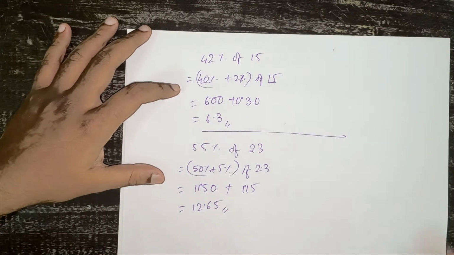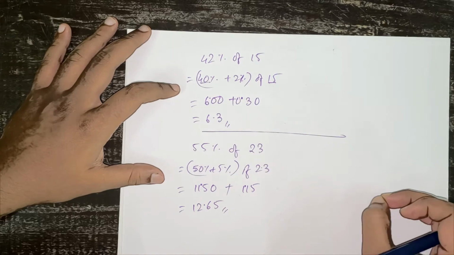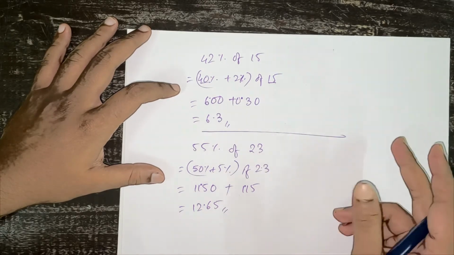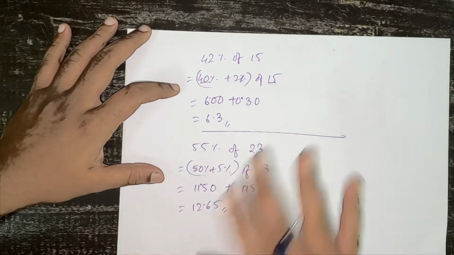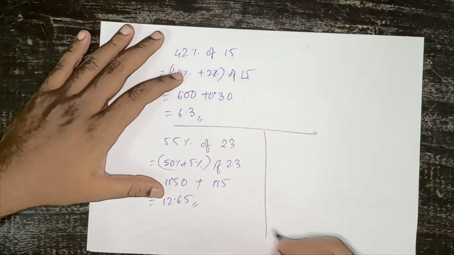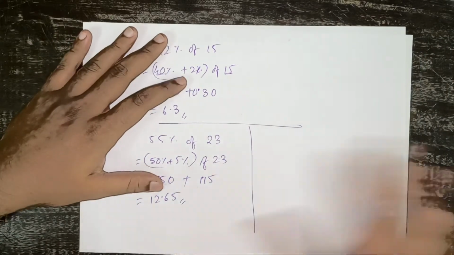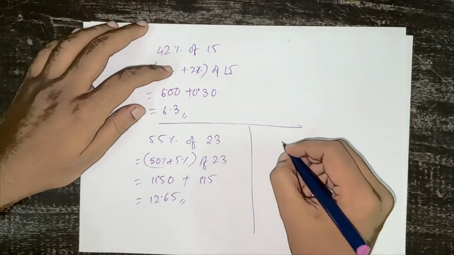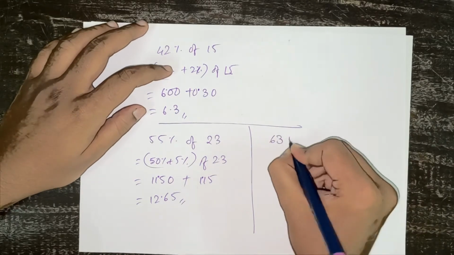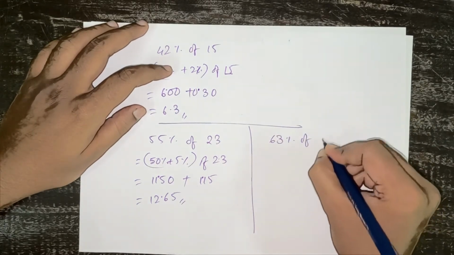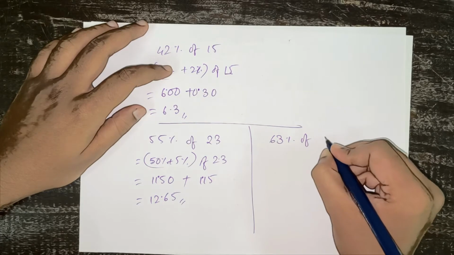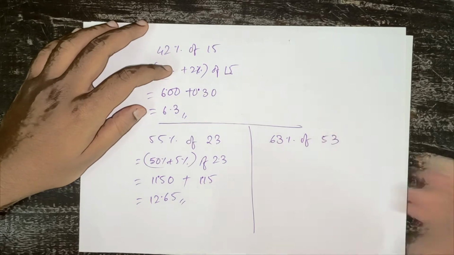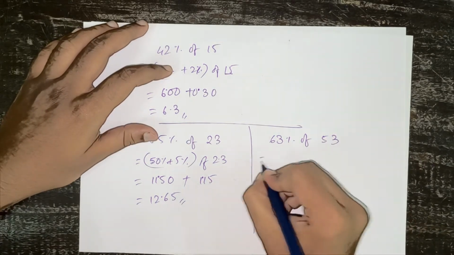Okay, so all you need to do is be good in mathematical tables or be good in multiplication. If you are good in multiplication, percentage becomes very, very easy. Okay, one more. Let us try the last one. Okay, just to show you how to do it easily. Suppose we want to find any number. Suppose 63% of say 53. So how do we do this?